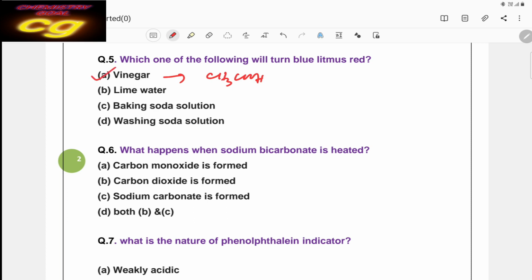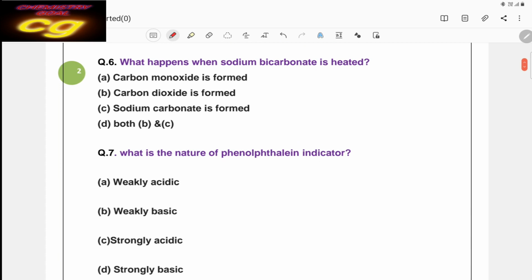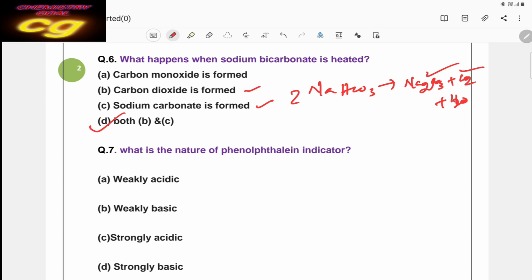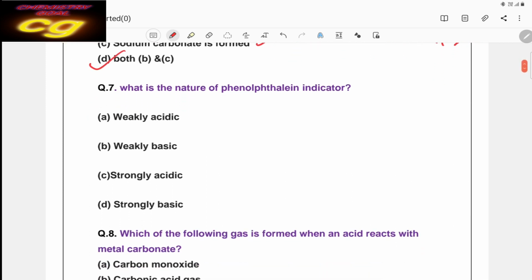So the answer is A. What happens when sodium bicarbonate is heated? We know when you heat sodium bicarbonate, that is sodium hydrogen carbonate, it produces sodium carbonate, CO2 and water. So carbon dioxide is produced, this is correct, and sodium carbonate is formed, this is also correct. As both B and C are correct, the answer will be D.